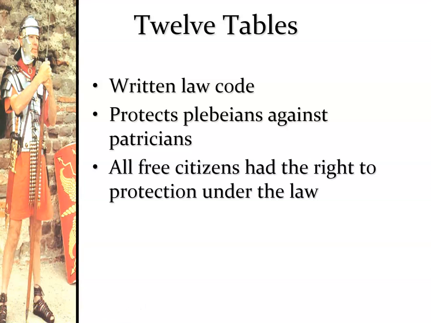An additional way that the plebeians got to defend themselves against the patricians was by the creation of a written law code. Before the 12 Tables were written, the patricians would kind of just tell everybody what the law was and just make things up for their own benefit. Once they had a written law code that said that all free citizens had the right to protection under the law, it didn't matter whether you were a rich patrician or a more common plebeian, you were still going to be protected by the law.